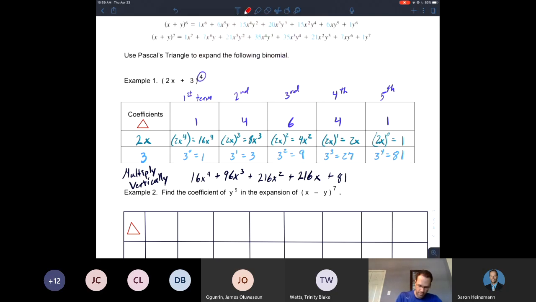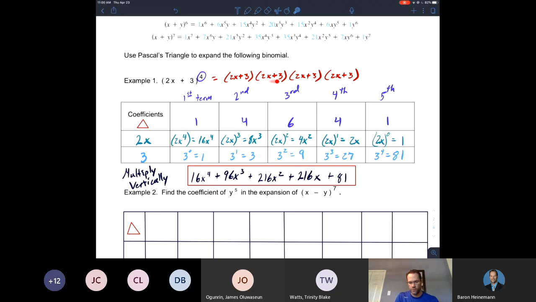The expansion of 2x plus 3 to the fourth power is right there: 16x to the fourth plus 96x cubed plus 216x squared plus 216x plus 81, in descending order. Now, do you have to do it that way? No, not at all. If you wanted to, you could go 2x plus 3 times 2x plus 3 times 2x plus 3 times 2x plus 3, and multiply all 4 of these out and simplify, and it'll come out the same. But Pascal's triangle allows us to organize the information in pieces and then put all the pieces together as a final answer. Questions there at all?